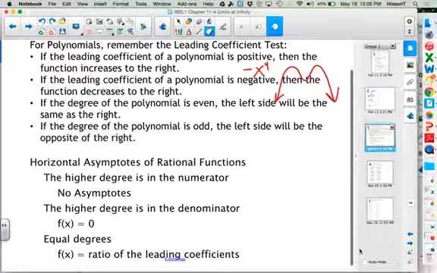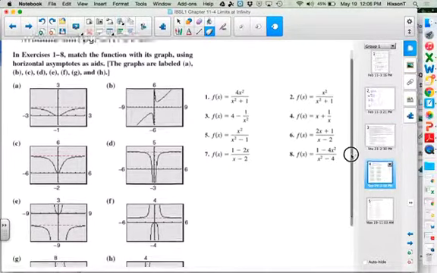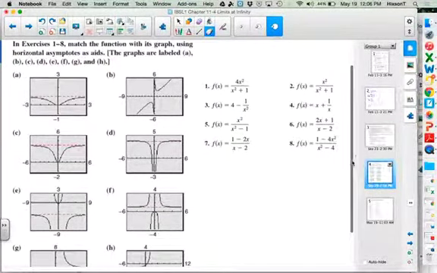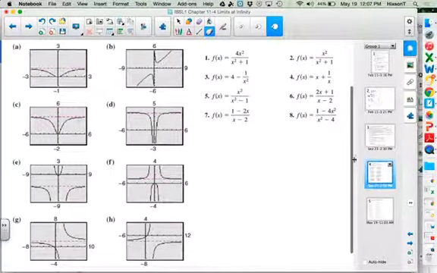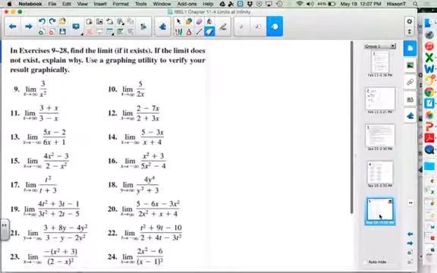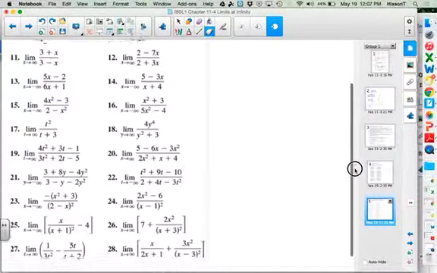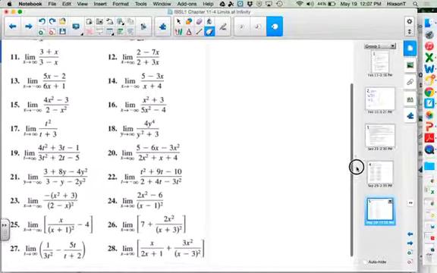Alright, so we're going to take some time. There's a little bit of matching. Okay? There's A through G, or A through H. Alright? You're matching this with its graph, but again, it's reviewing that horizontal asymptote idea. And then here are a number of limits that we can find using the rules that we just learned.